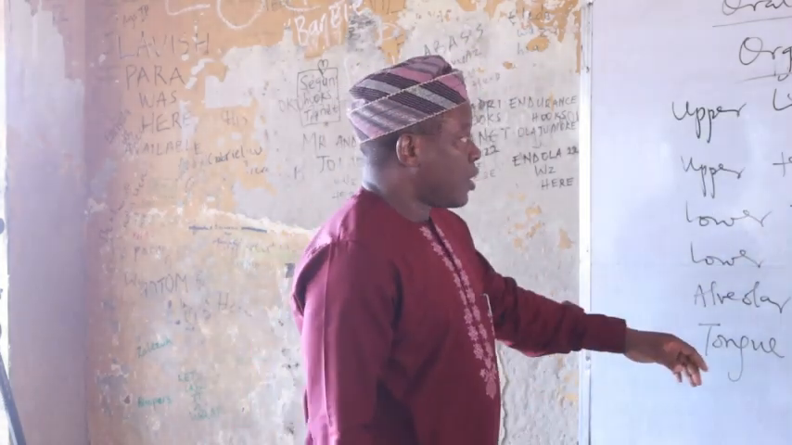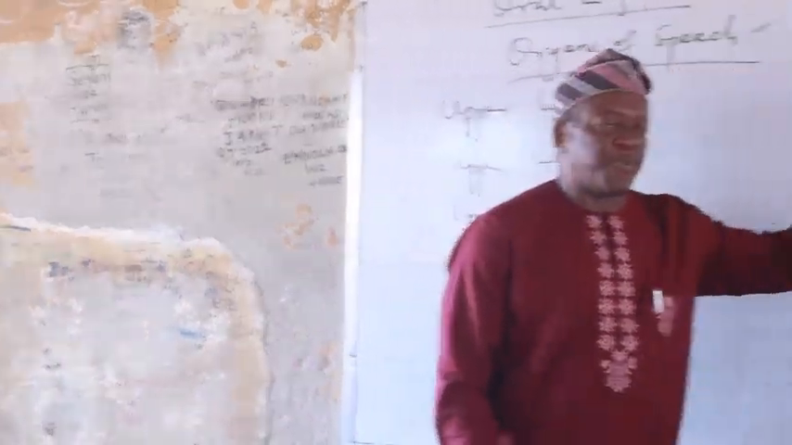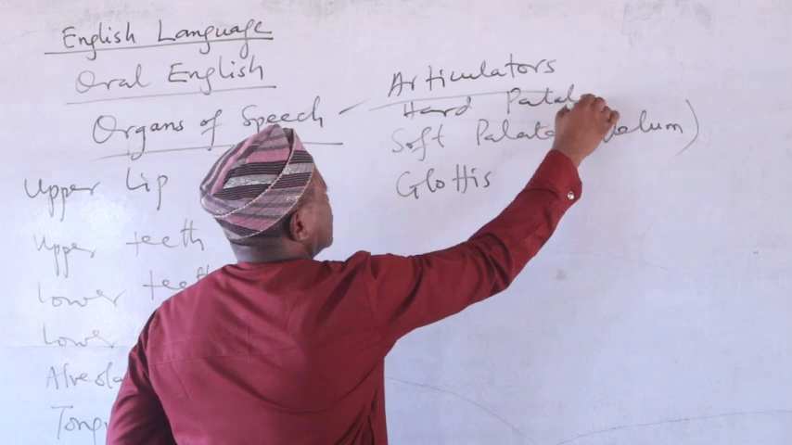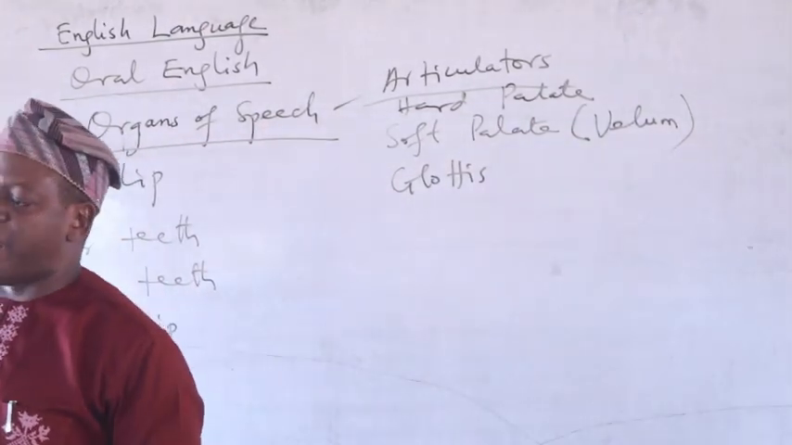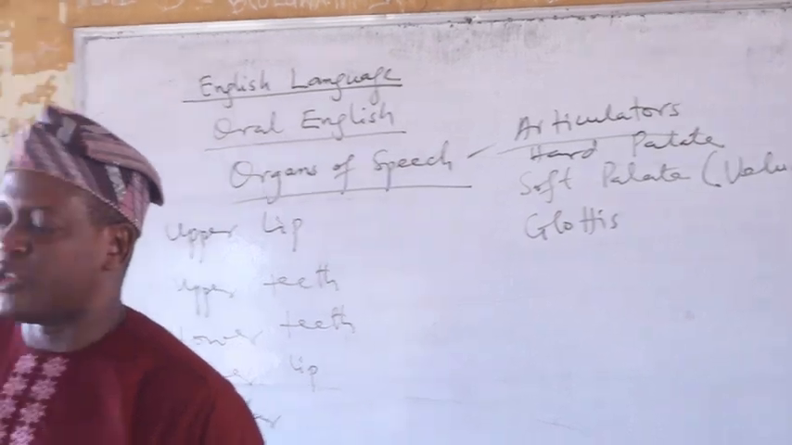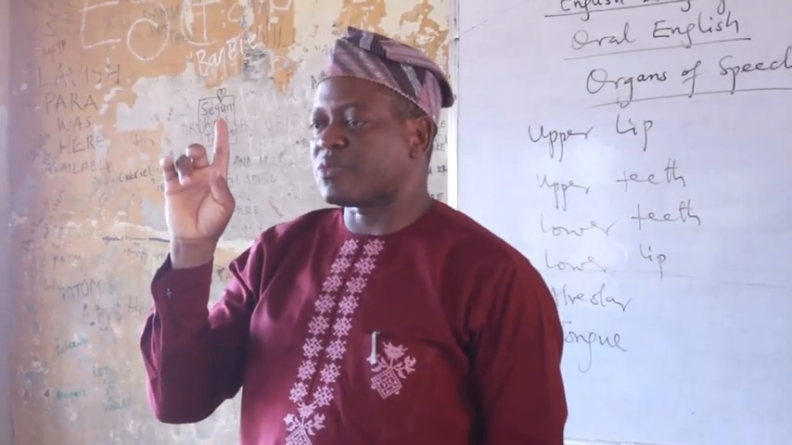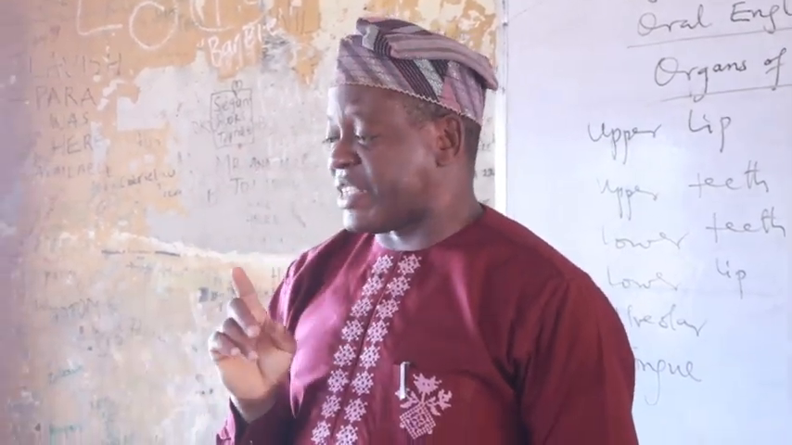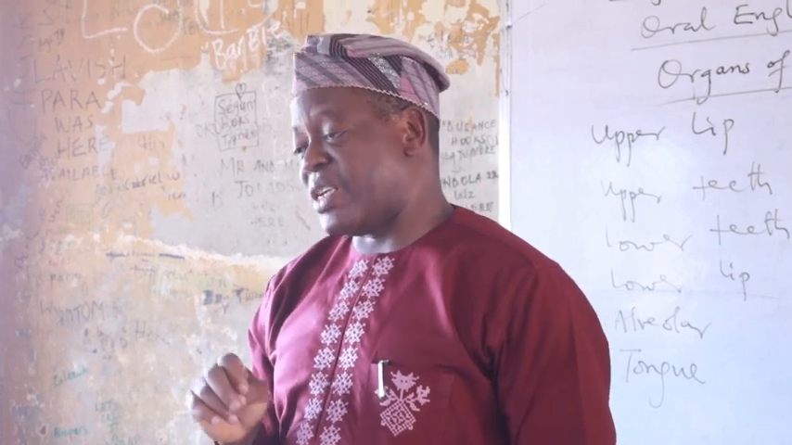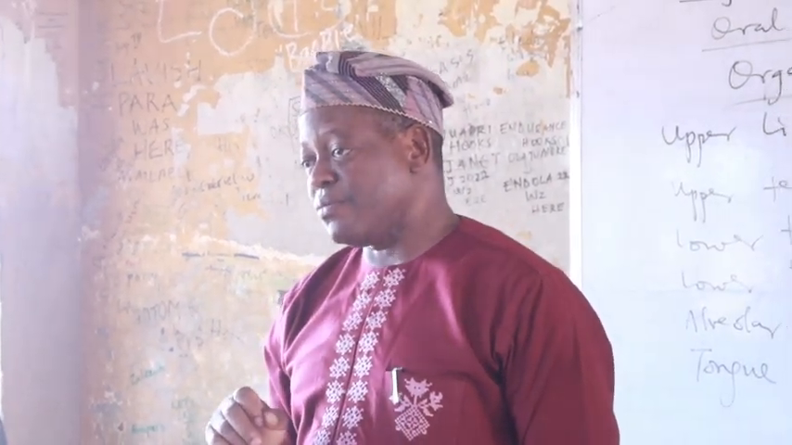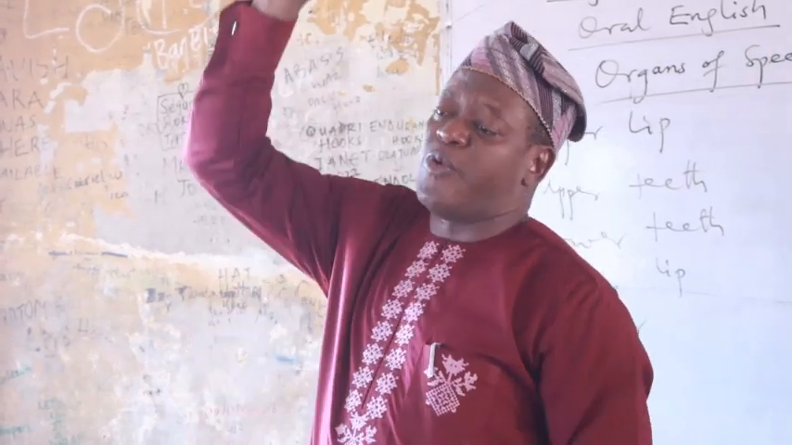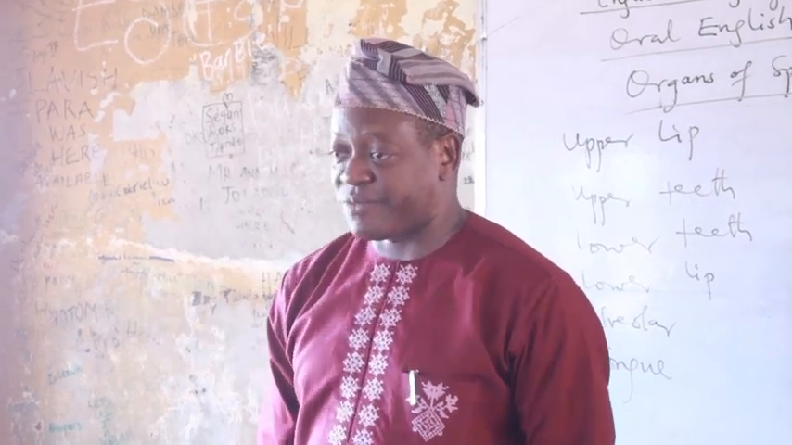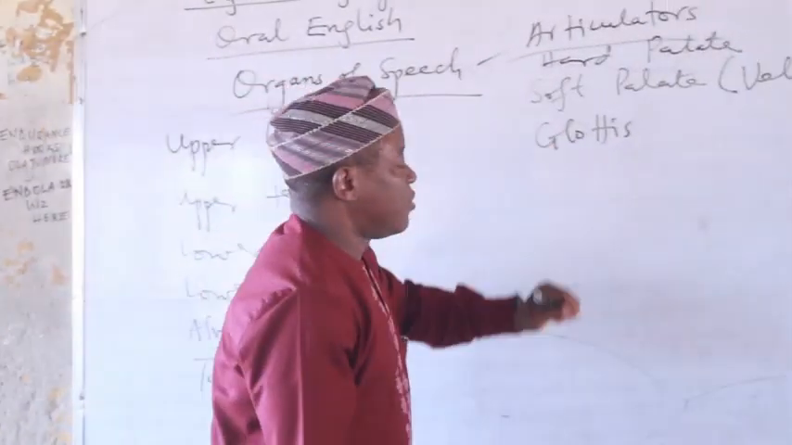So, the hard palate. Now, after touching the alveolar, bring your finger again to the roof of your mouth. Inside, a bit after the alveolar, that surface that is hard, you've seen it. That's the hard palate. Again, move your finger inwardly again to the roof of your mouth. That one is soft. That is the soft palate, also known as velum.